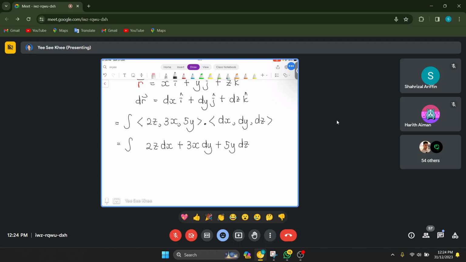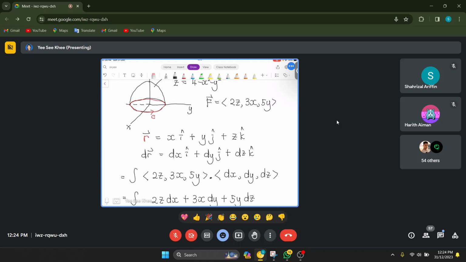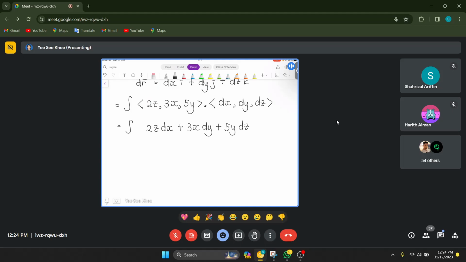Now we look at the position of this C. This C is in circular form, located at z equals 0. So when z equals 0, dz is also equal to 0. We can cancel out a few terms in the integral. So we are left with 3x dy.